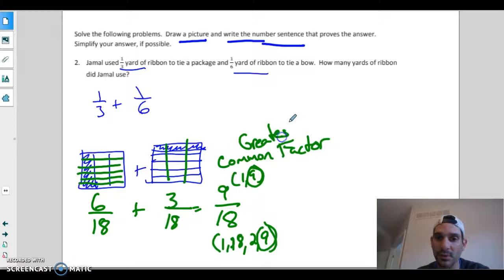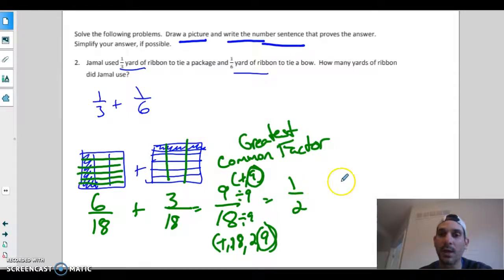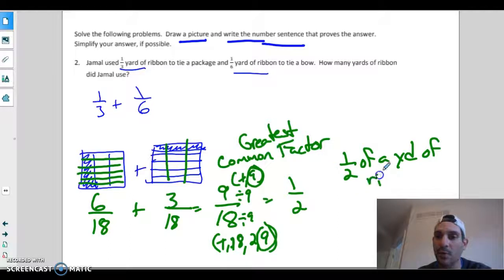Because you're going to say, well, Mr. Zay, 1 is, but 1 doesn't really count. Don't tell 1 that. They think they're really cool because they're everywhere. But really, 1 is not that cool. Okay, so I'm going to divide both of these by 9. When I divide this by 9, I get 1, and I get this by 2. So how many yards of ribbon? They used half of a yard of ribbon.